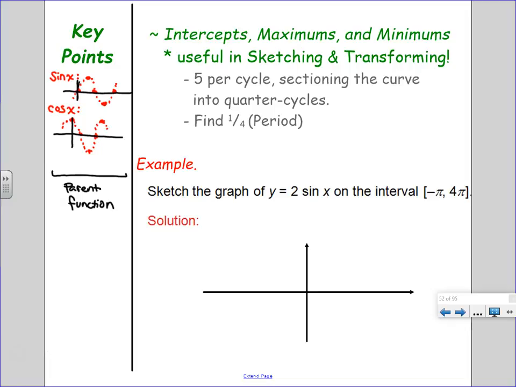Do you guys see it? There's 1/4, 1/4, 1/4, 1/4. These 5 points section it off into 1, 2, 3, 4 pieces. But can you just tell me, what transformation happens to sine? What transformation is happening? Good. A vertical stretch, a vertical dilation, but it is going to be a stretch. It's by 2. A vertical stretch by a factor of 2. Okay, question, what's going to happen to all your y values?